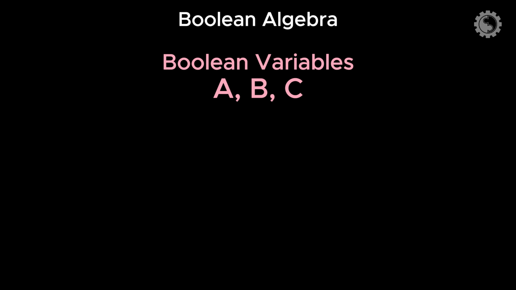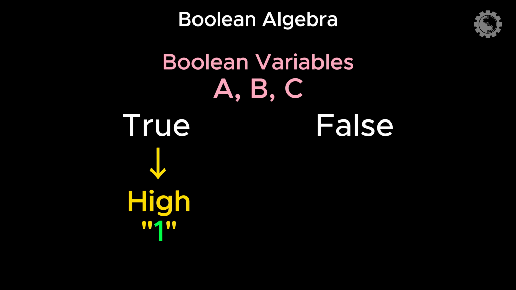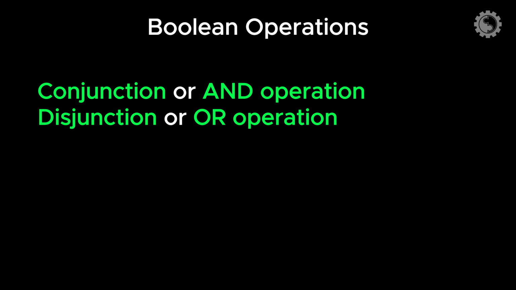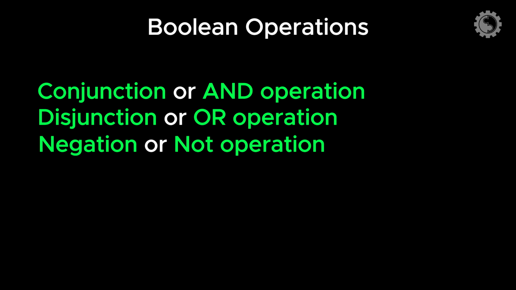Key concepts in Boolean algebra. Boolean variables are represented by letters like a, b, or c. They represent basic true or false values. The Boolean value true means a high value or 1. False means low value or 0. Boolean operations. The basic operations of Boolean algebra are as follows: conjunction or AND operation, disjunction or OR operation, negation or NOT operation. These operations combine Boolean variables to create more complex logical expressions.